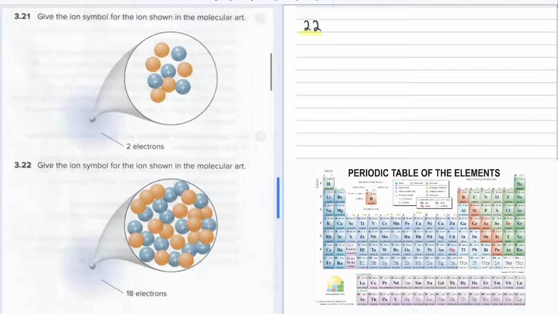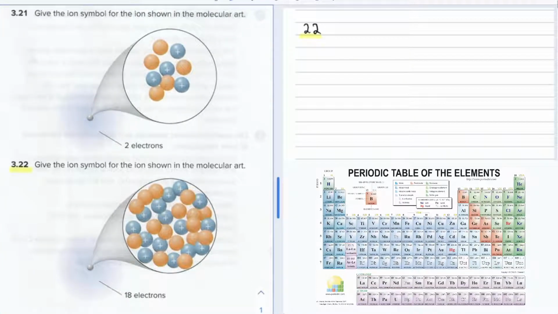Number 22. Give the ion symbol for the ion shown in the molecular art. So the symbol. Now, the symbol means something like this, okay? If you're talking about the element carbon, the symbol for carbon is C.